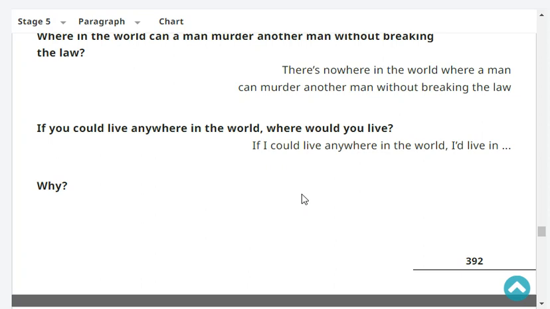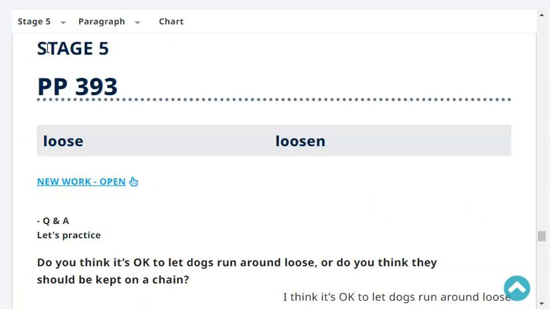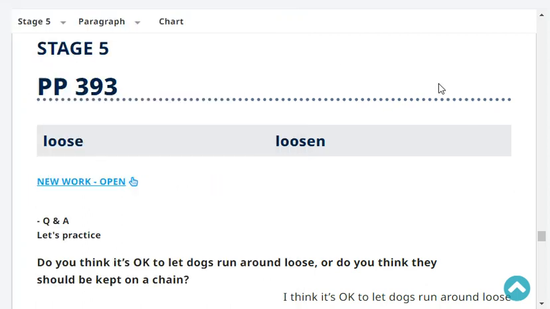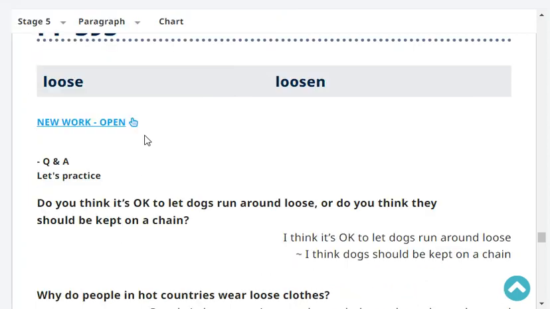If I could live anywhere in the world, I'd live in London. Why? Because I've never been to London. Very good. Okay, next, repeat.